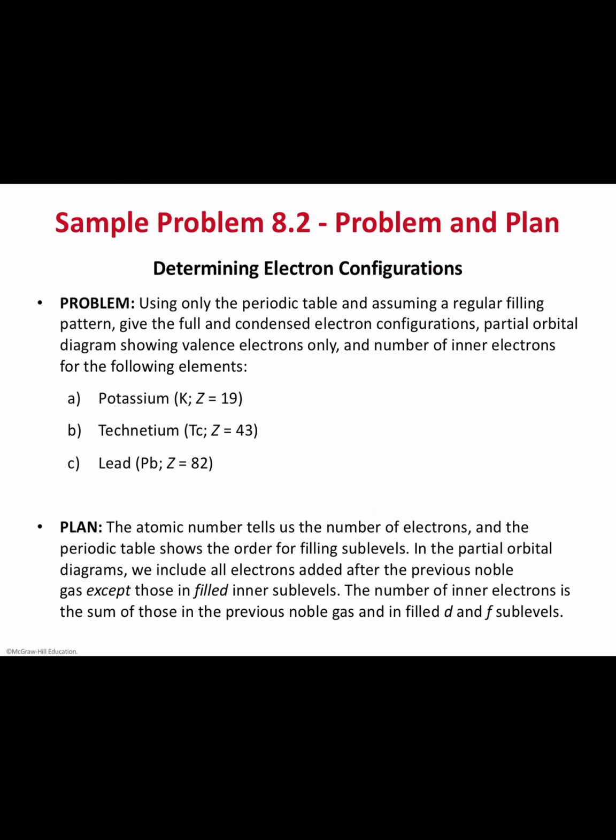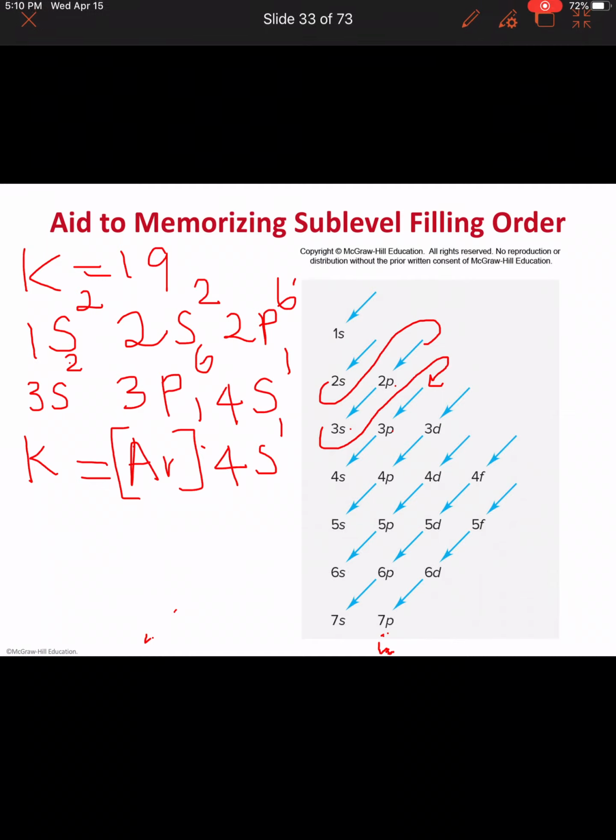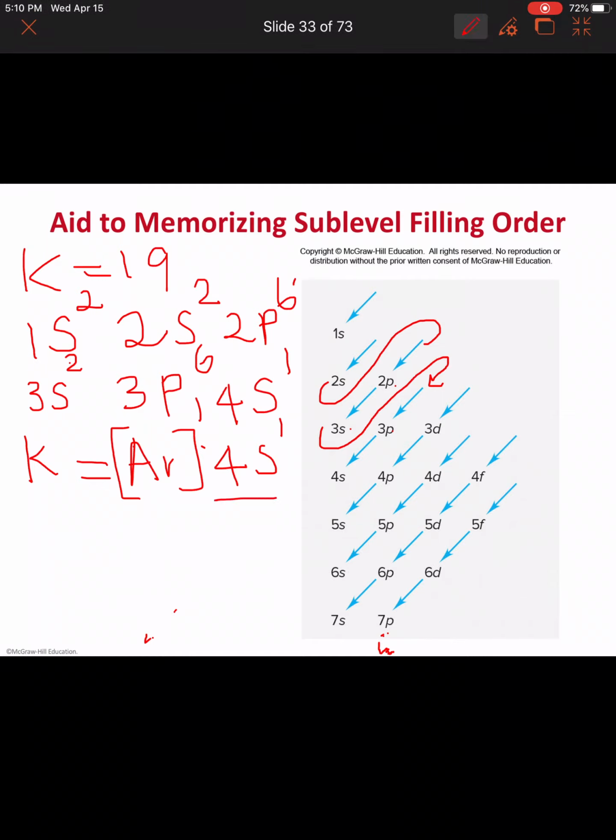And then what else we need to do for this one? We need to find out the condensed electron configuration, partial orbital diagram showing valence electrons only, and number of inner electrons for the following elements. Now, what are the valence electrons? This is a main group element because it's in the s block. So your valence electrons for this one is going to be this 4s1. And how many valence electrons are there? Only one valence electron.